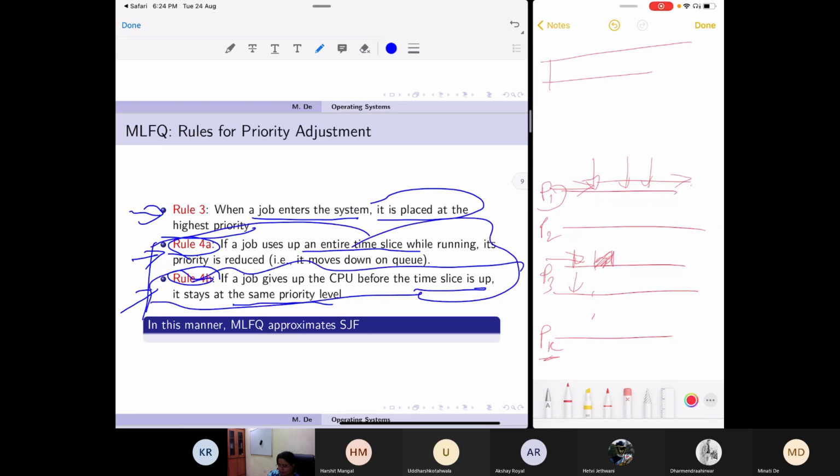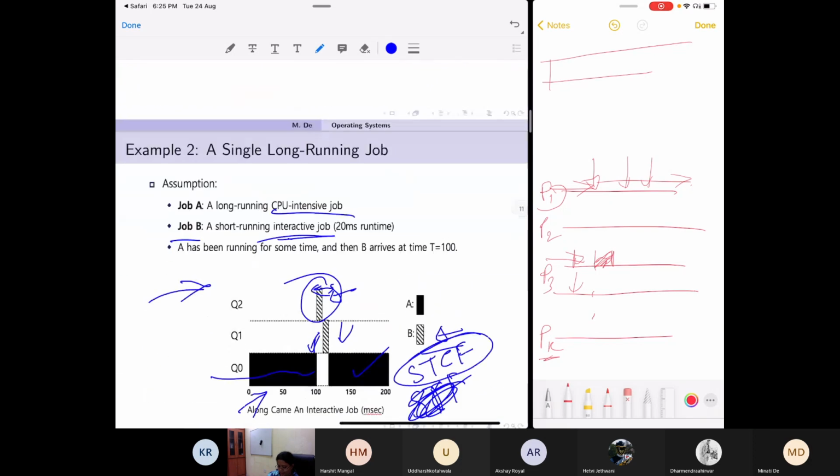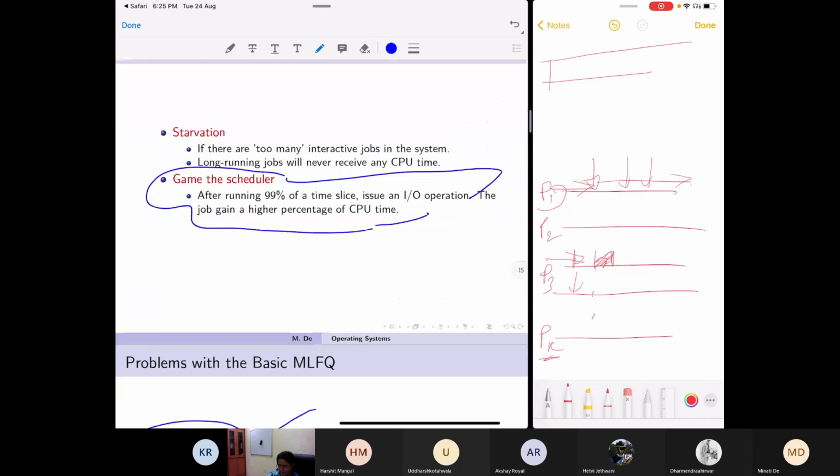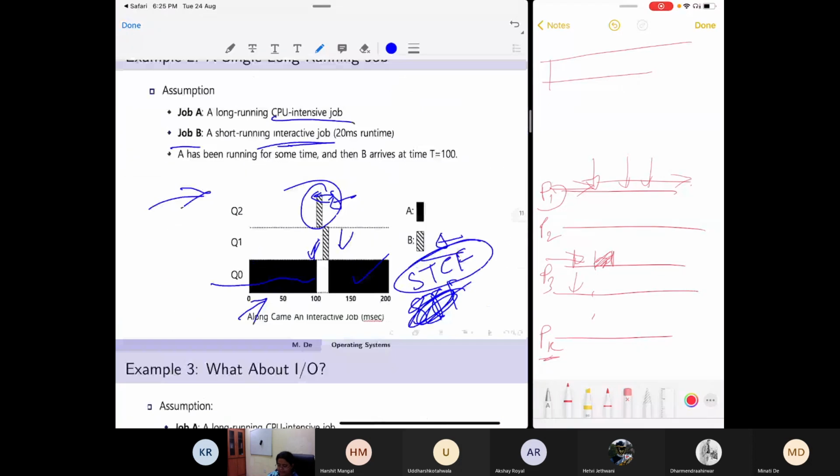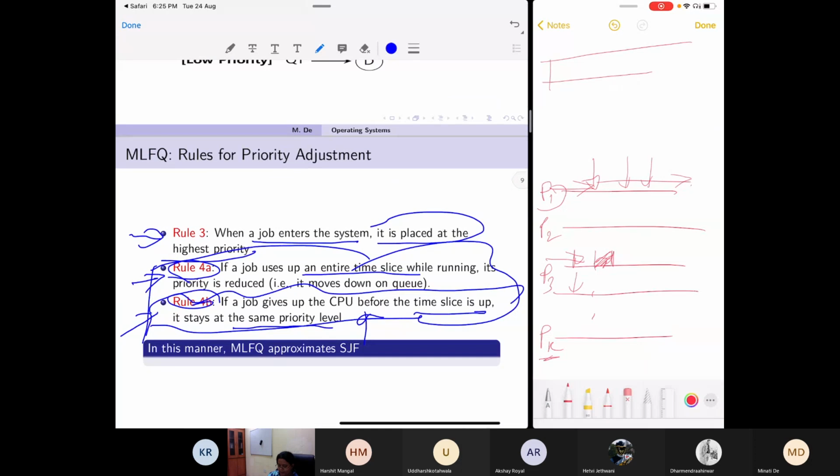This rule is very specific. Rule number 4B is the rule which is responsible for fooling the system. Gaming is easy, gaming is happening, because you have this rule number 4B in the picture. So you need to actually modify this rule.